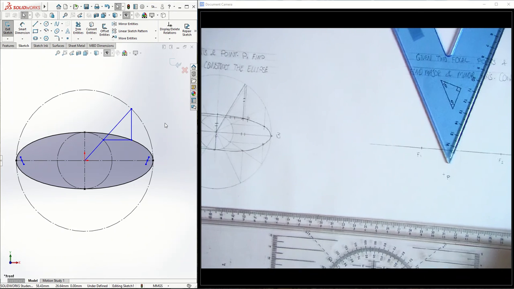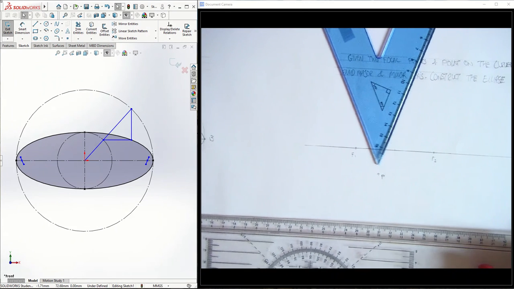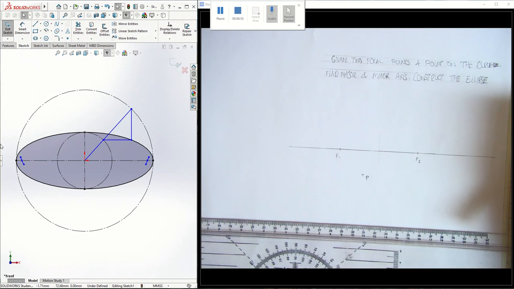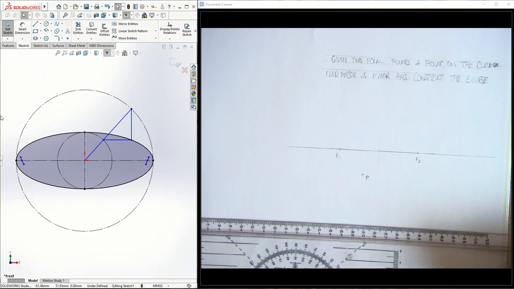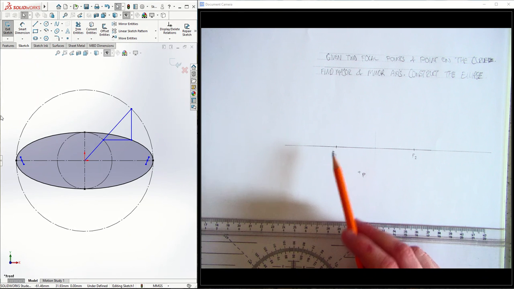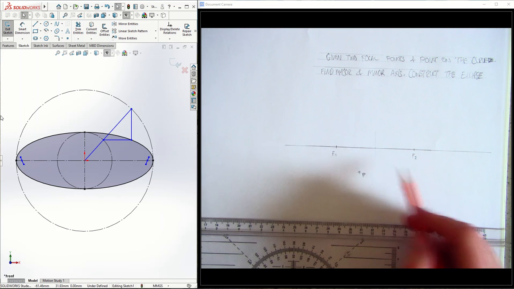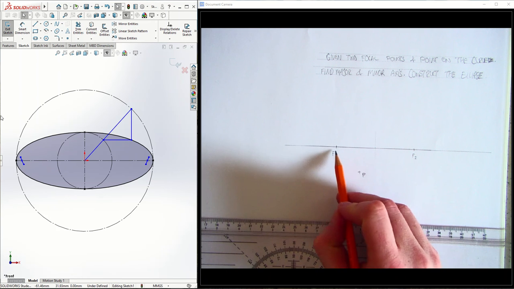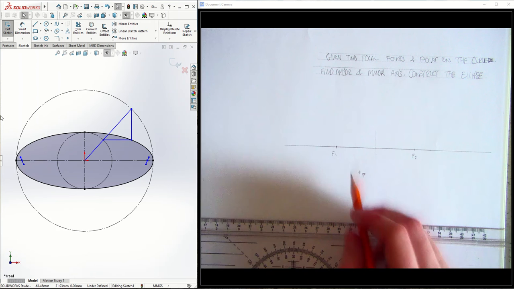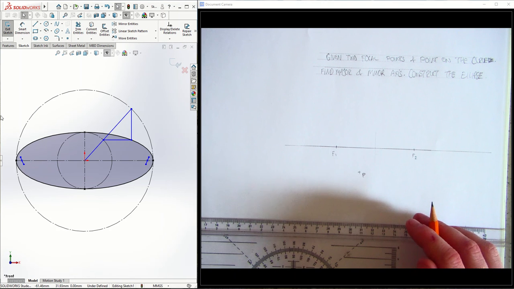Now the next one we're going to look at is this one here. This time I'm given two focal points and a point on the curve. Find the major and minor axis and construct the ellipse. There's a couple of things to learn in this one. So I have two focal points, F1 and F2. I have point P, which is a point on the curve, we're told. I need to find my major axis and my minor axis this time.